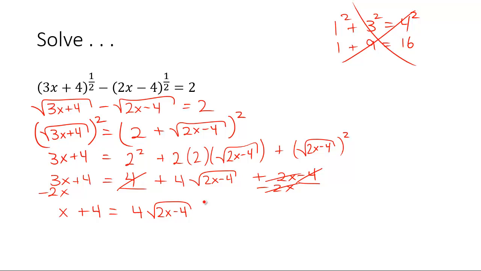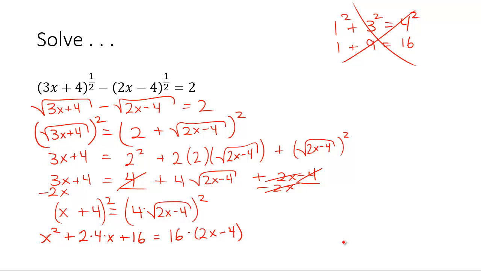And so now we can square both sides, or we can divide by 4. It's probably easier to square both sides at this point. So that leaves us with x squared plus 2 times 4 times x plus 16. See, because this one is now being expanded completely, but this here becomes 16 times the bracket 2x minus 4 when squaring both of those terms. So this one's a little longer, so we gotta pull through it.